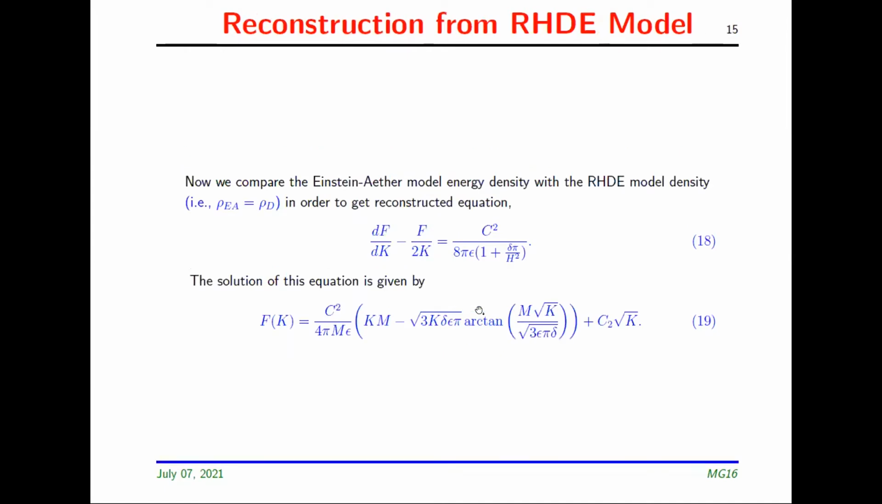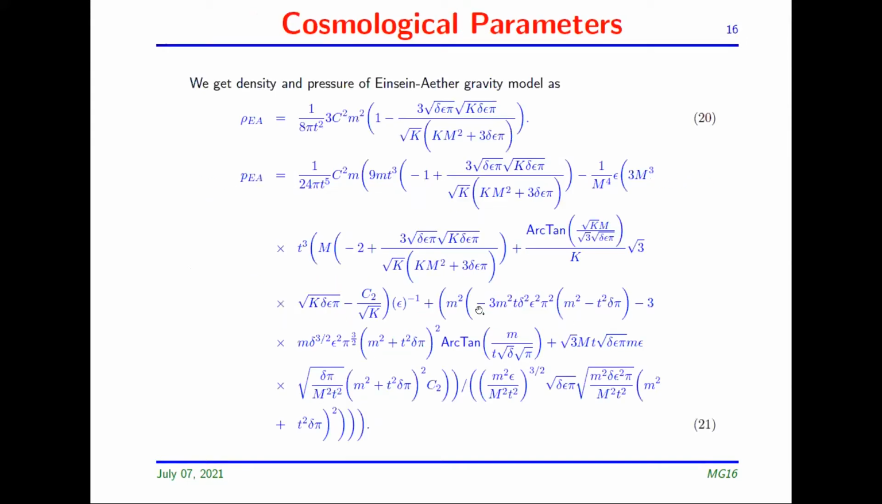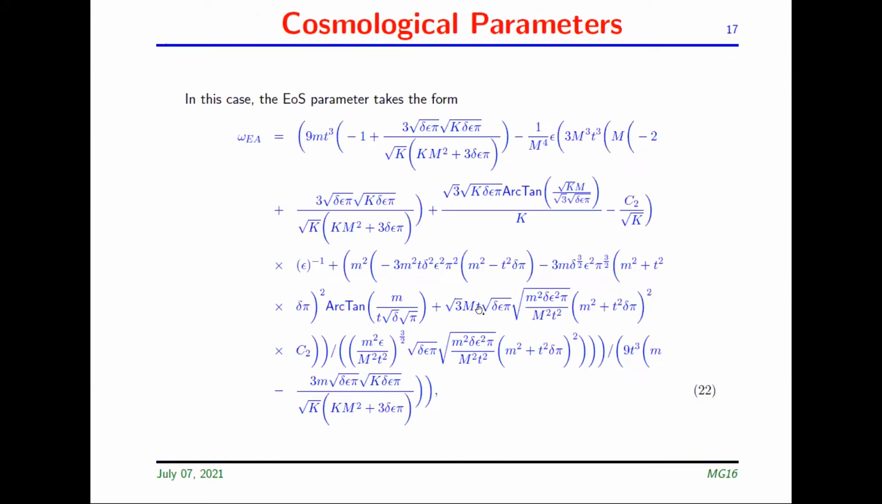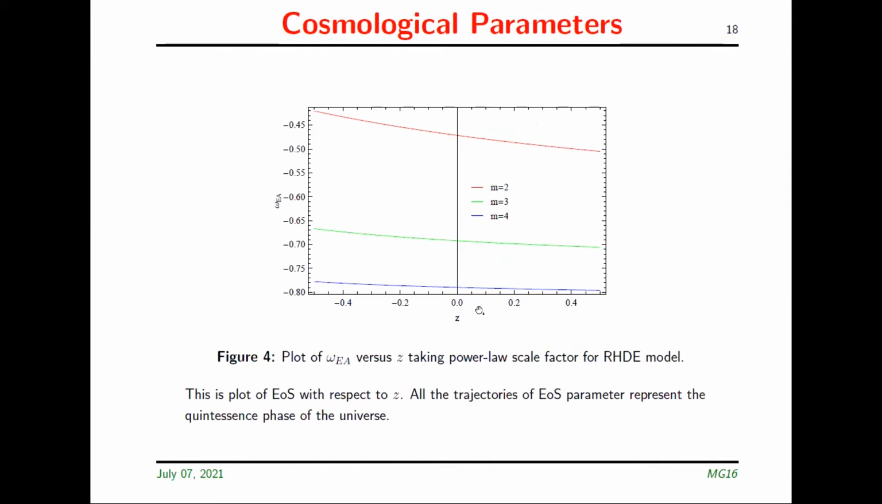By adopting the previous procedure, we can get the function of Einstein ether theory in this case. Its energy density and pressure are given here, and the corresponding equation of state parameter is given here. It depends upon the different constant parameters and the basic constant of Einstein ether theory, k. So we plot it in terms of the redshift parameter. It means the equation of state parameter remains in the quintessence era of the universe for all 3 cases of m.